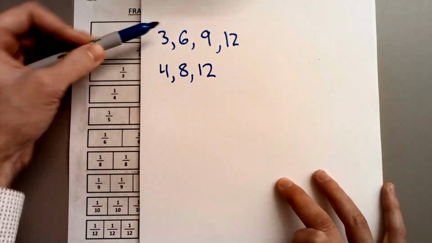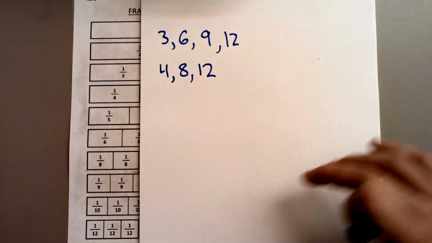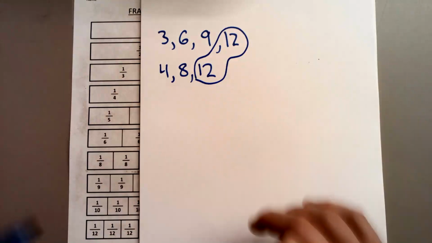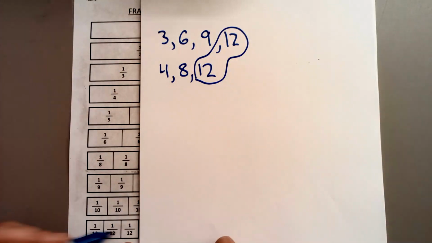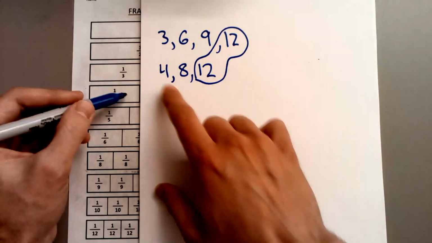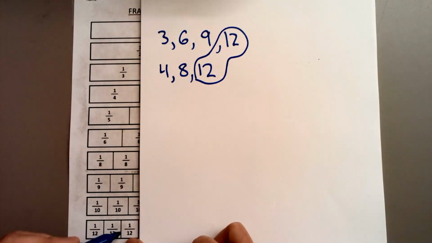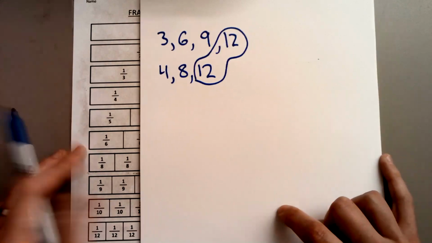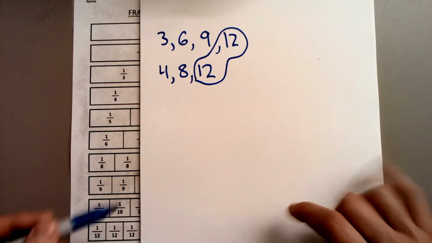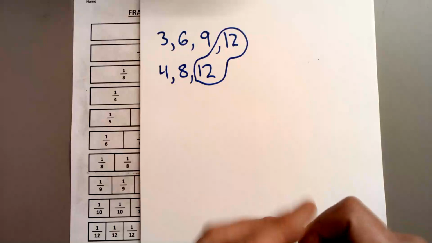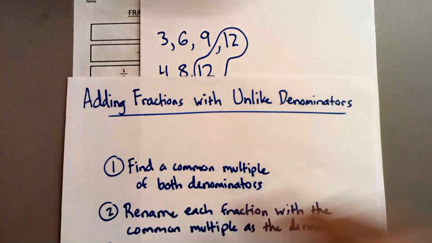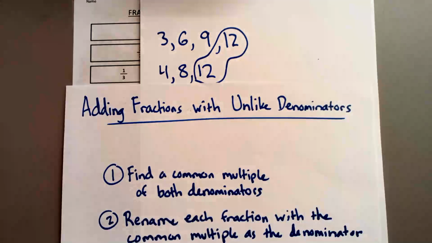So here are the multiples of 3, and here are the multiples of 4. Do you see any they have in common? Sure, 12. I can write 1/3 as 4/12, and 1/4 as 3/12. So I can write both thirds and fourths as twelfths. That's why we need to do step 1, finding a common multiple of both denominators. That's what we've done. So 12 is their common multiple.